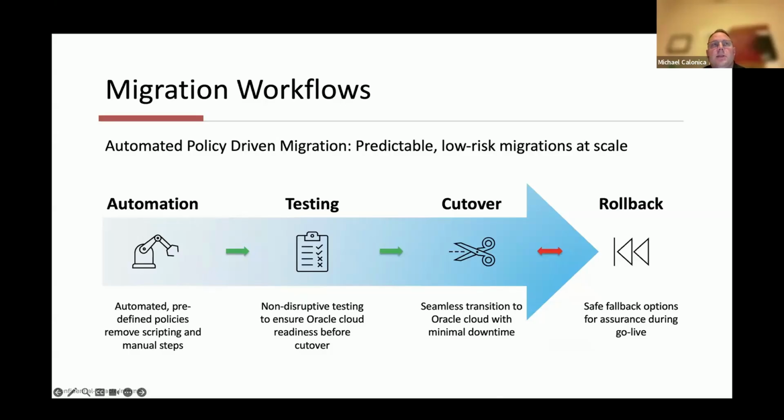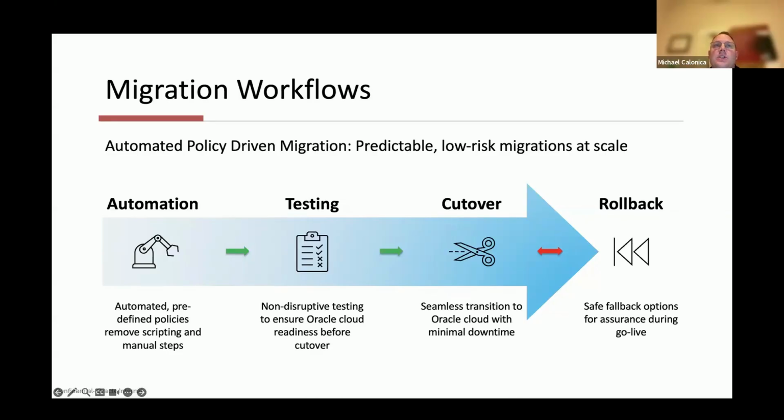We break this down into 4 phases. The first phase is going to be around automation, then testing, then cutover, and then the optional rollback. Well, let's start with talking around RackWare's policy-driven automation. So predefined policies replace custom scripting and the heavy manual labor that maybe you've had experience with in the past, or other solutions for that matter. It ensures a repeatable and scalable migration process. And then ultimately, the big benefit here is it reduces errors. It saves a significant amount of human hours, and ultimately improves customer experience moving to the cloud.